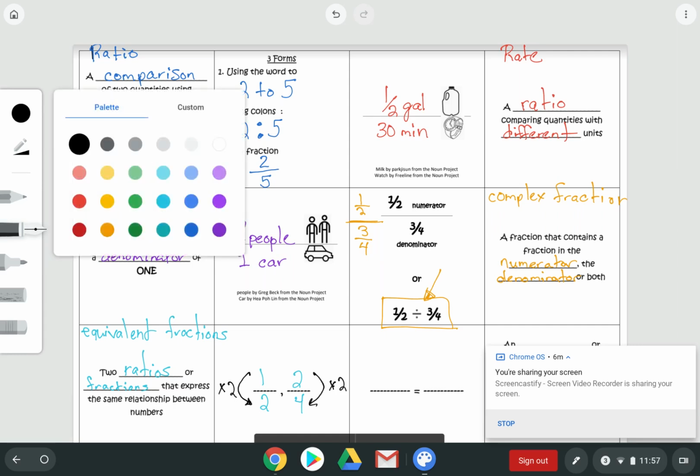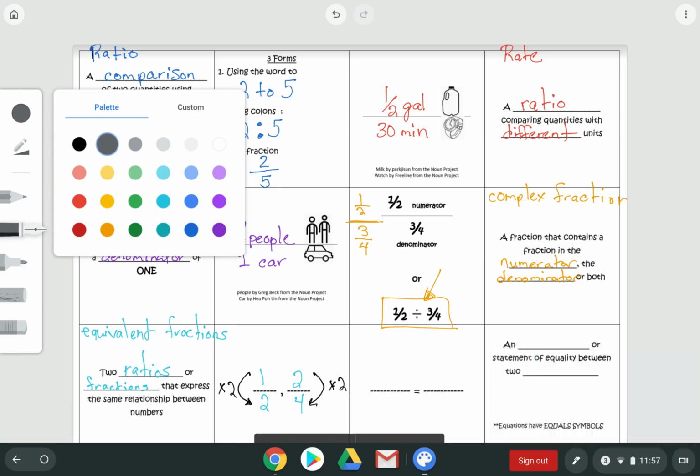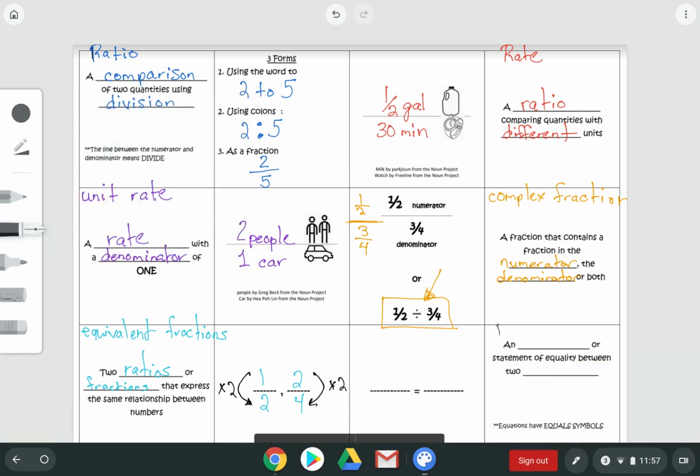And the last vocabulary term that we want to discuss is proportions. So a proportion, I can't get this to move. A proportion is just an equation or statement of equality between two ratios.